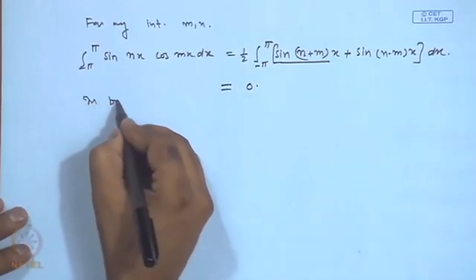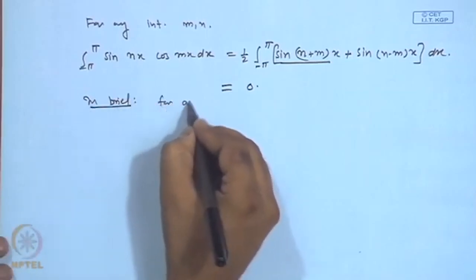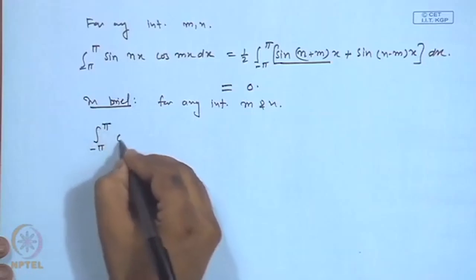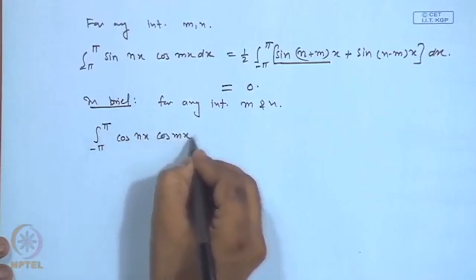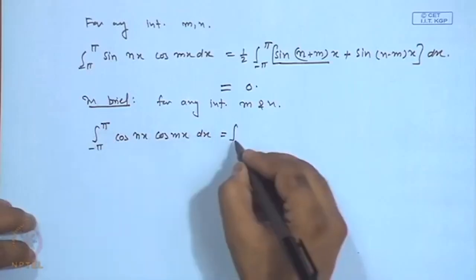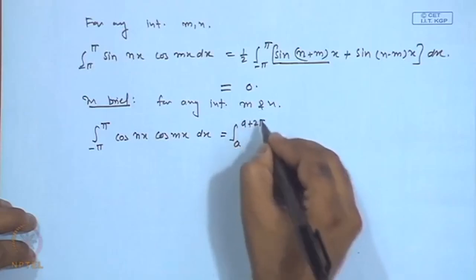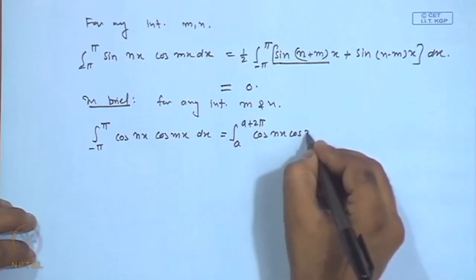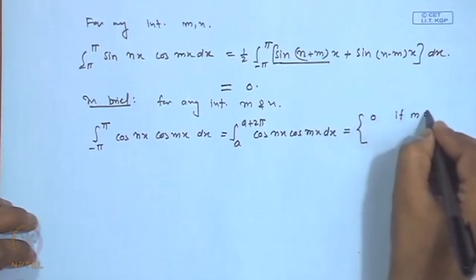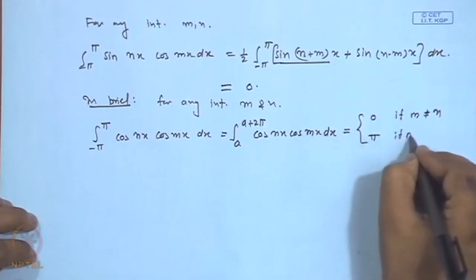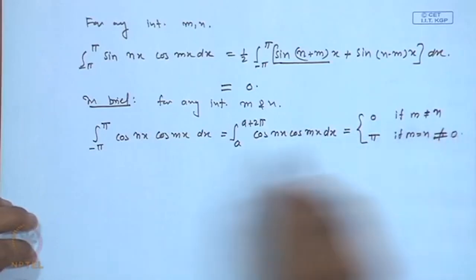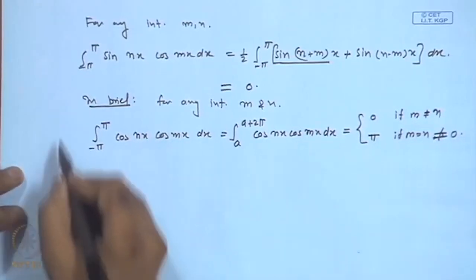So, in brief, what we got for any integers m and n is the following result. From minus pi to pi, we integrate cos n x cos m x dx. It is a property of the periodic function that instead of minus pi to pi, we can go from any a to a plus 2 pi, and it will be the same. This will be 0 if m is not equal to n, and will be pi if m is equal to n, because in that case we have the square here. Of course, n should not be equal to 0, otherwise we will have the value 2 pi. So, this is one result we have.